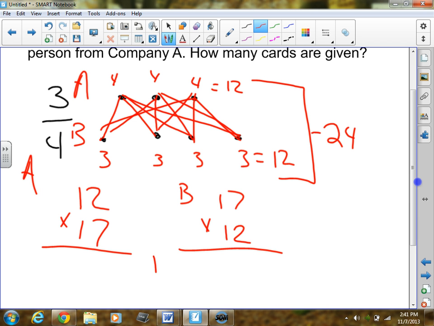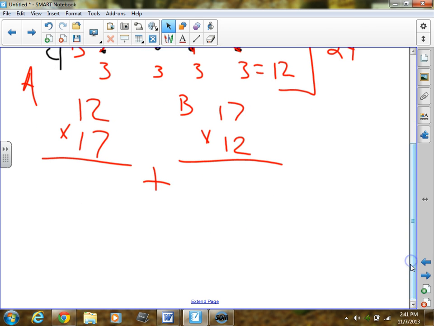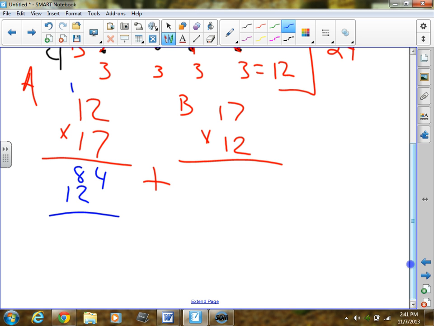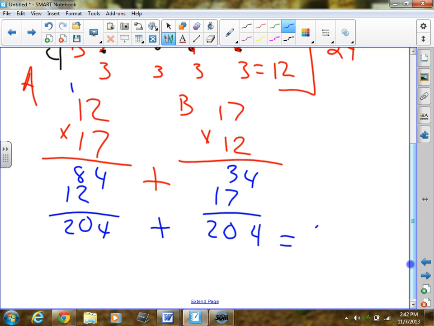And then let's go ahead and add these together, because that was my plan up here. I added those together. So, scroll down a little bit. So 12 times 17 is going to be 204. Now, you can also imagine this is going to be the exact same thing, 204. You add those together, and bam, you have your answer. They handed out a total of 408 cards.